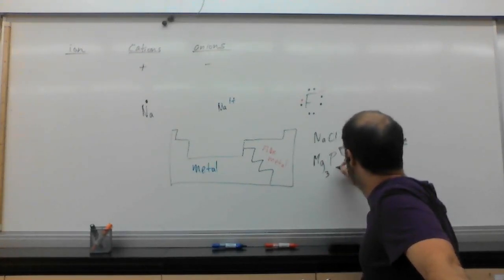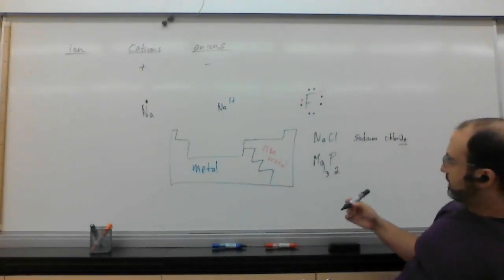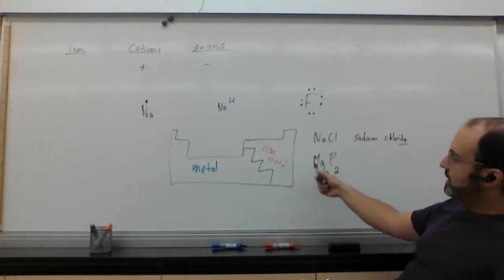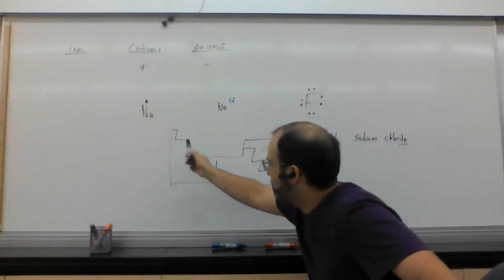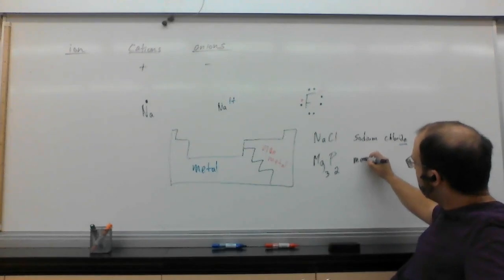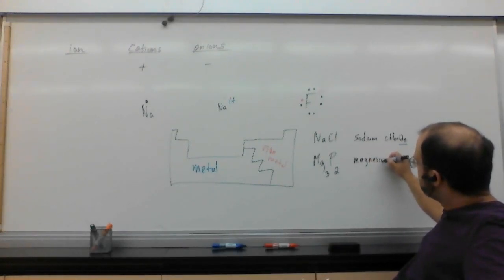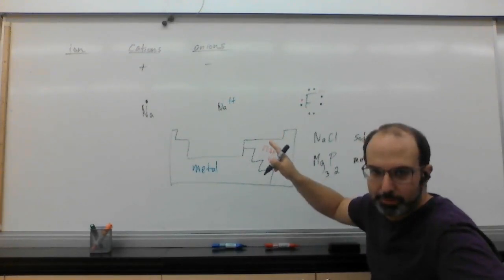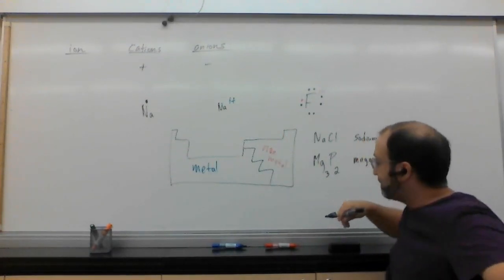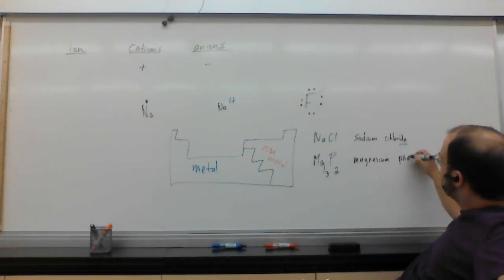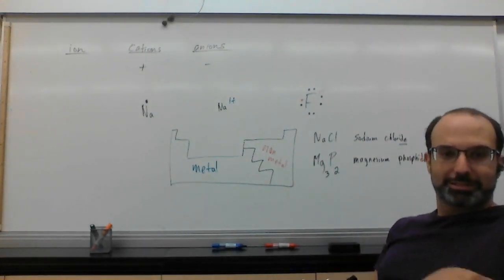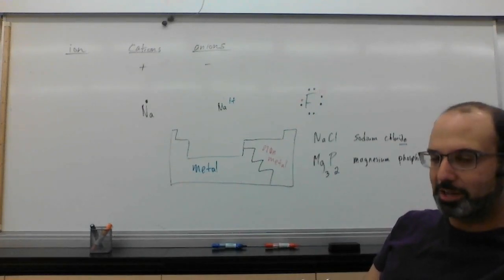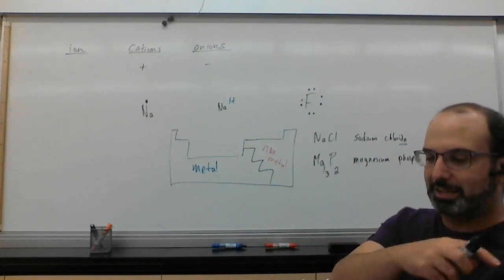Mg3P2. I should read the question. What do you think? So metal is first. Mg is sitting about here-ish on the table, so that would be magnesium. And then P is about here on the table. You guys are going to need your tables. Make sure you have them. And that's going to be phosphide. Why phosphide? Because we changed the ending to IDE.